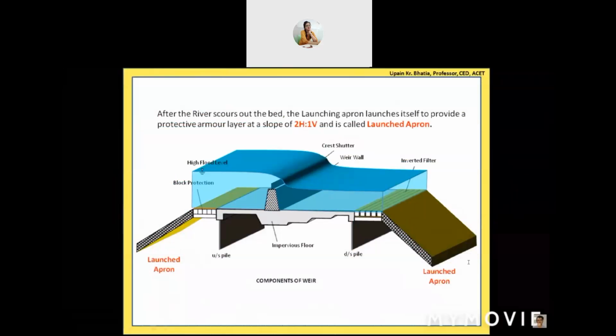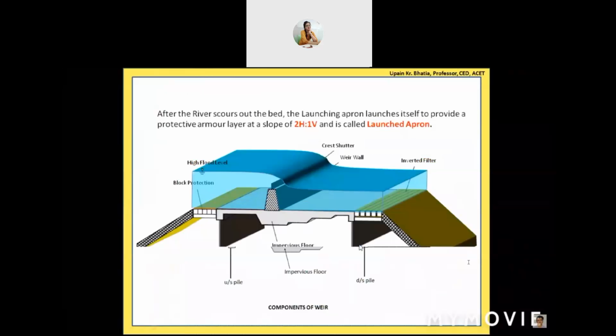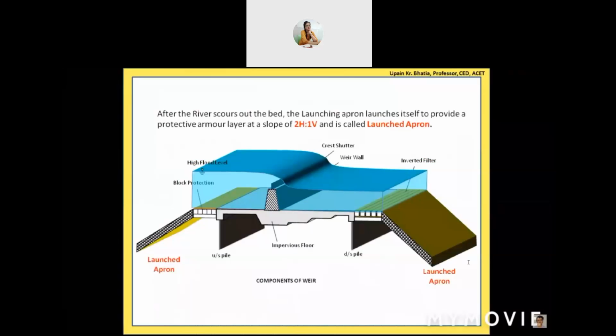So this is a stone pitching, you can say, the stone layer here, which protects this particular soil in this area from getting scoured out because of the scouring activity of flowing water. So this sloping portion of stone provides protection to this entire structure, so the structure is not damaged. When the flood wave passes and the normal flow conditions prevail again, this will not come back. It will be there, and it will keep protecting.